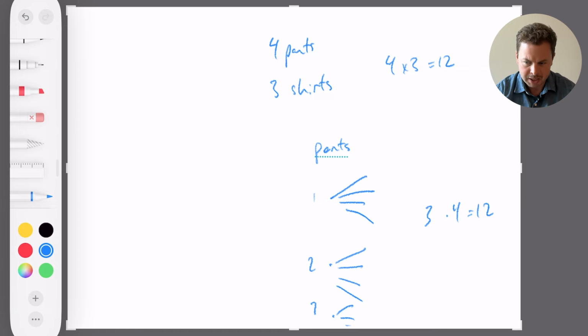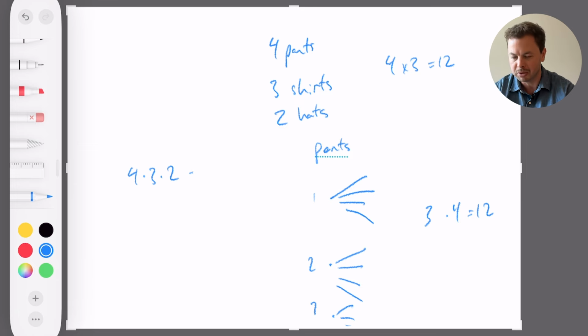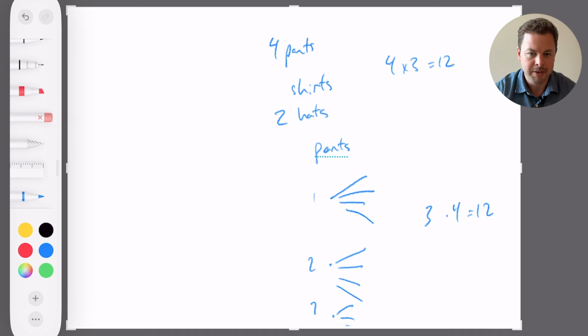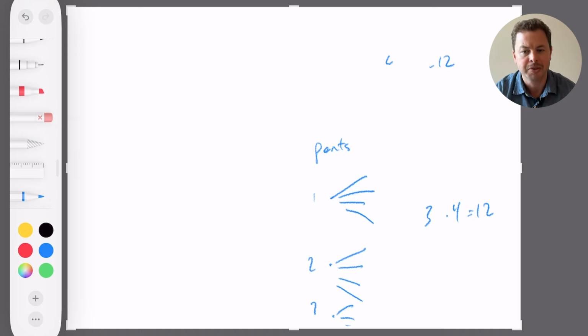3 times 4. If I threw in another thing, like you have 2 hats to choose from, then from every pant, I go shirts, then pants, and then I'm just drawing 2 more lines for each hat. I'm doing 3 times 4 times 2. Quick way to do it is just multiply how many options you have for your pants, for your shirts, for your hats, whatever. Those just get multiplied together. That tells you how many total combinations or outcomes you have for outfits.